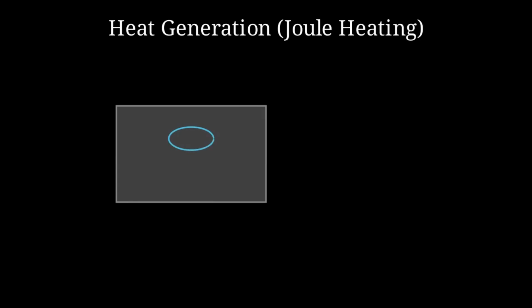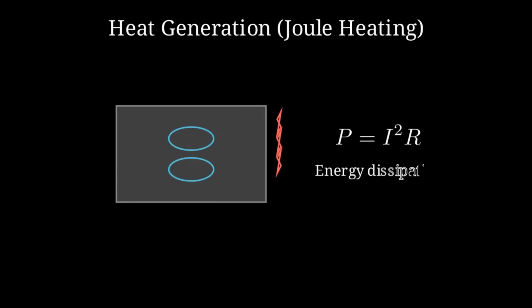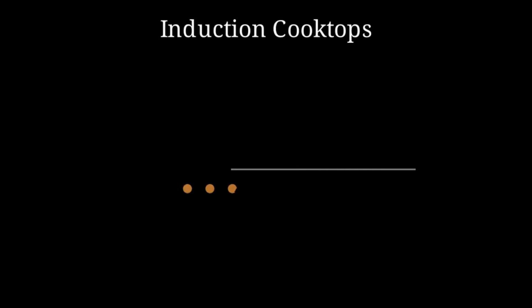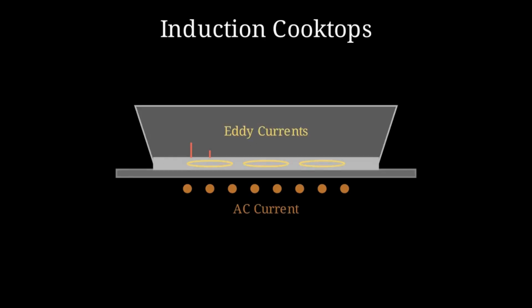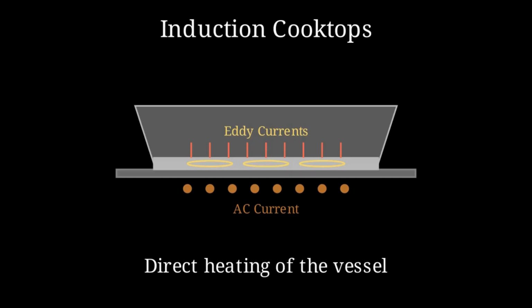Because conductors have electrical resistance, eddy currents transform kinetic energy into thermal energy. This process, known as Joule heating, causes the metal to warm up as the currents flow through it. Induction stoves use this heat. High-frequency alternating current in a coil creates a rapidly changing magnetic field, inducing eddy currents directly in the bottom of the pan to cook food efficiently.